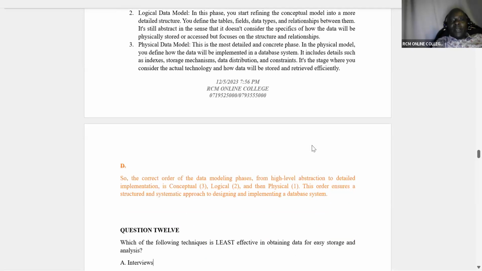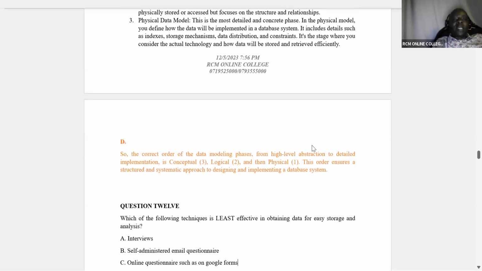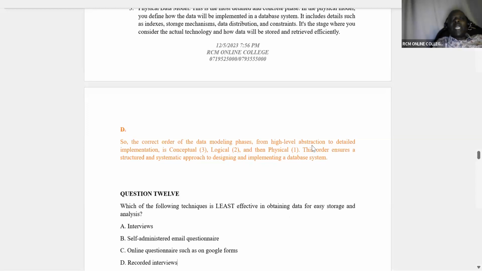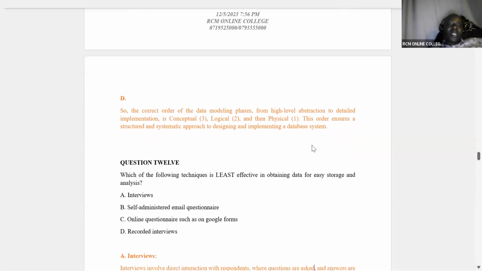All right. So of course, the correct answers, you guys have mentioned there. The correct order of the data modeling phases from high-level abstraction to detailed implementation is conceptual, logical, and then physical. This order ensures a structured and systematic approach to designing and implementing a database system.